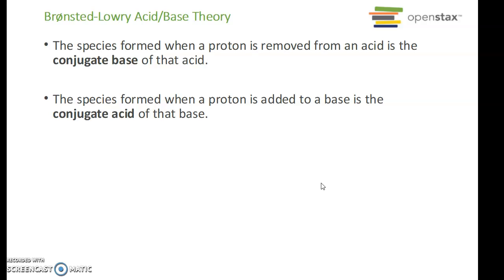So in addition to something being an acid or a base, a species that's formed when a proton is removed from the acid is then called the conjugate base of that acid. So a conjugate base is an acid that has had its proton removed. Likewise, a conjugate acid is a species that is formed when a proton is added to a base. So the conjugate acid of that base is what has a proton added.